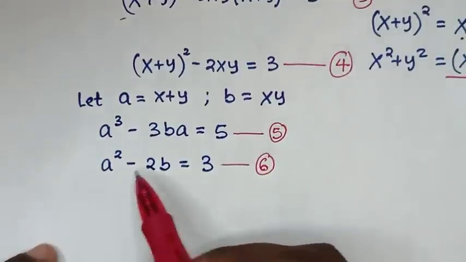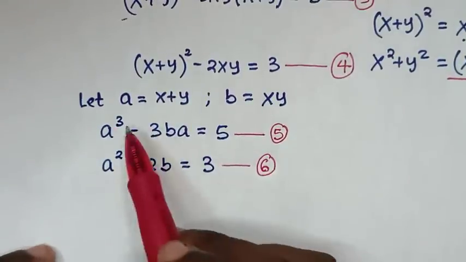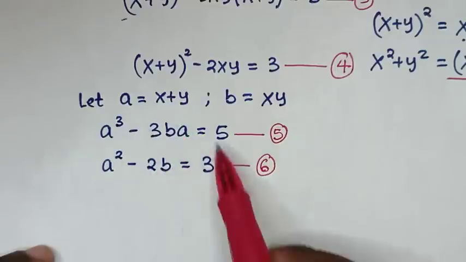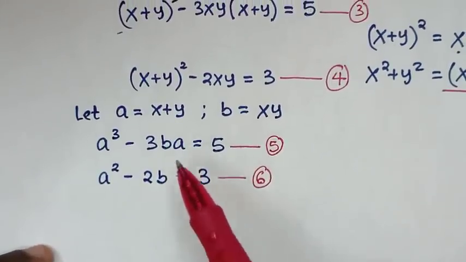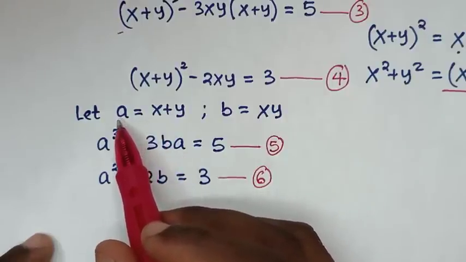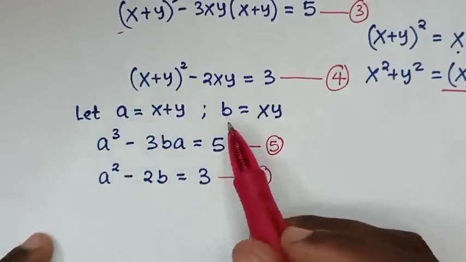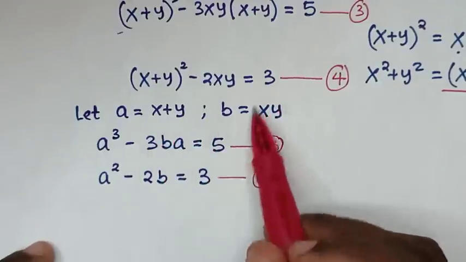Then from equations 5 and 6, we are going to find the value of a and b. After we find the value of a and b, we are going to find the value of x and y. We substitute the value of a here and the value of b here, so you can find the value of x and y.